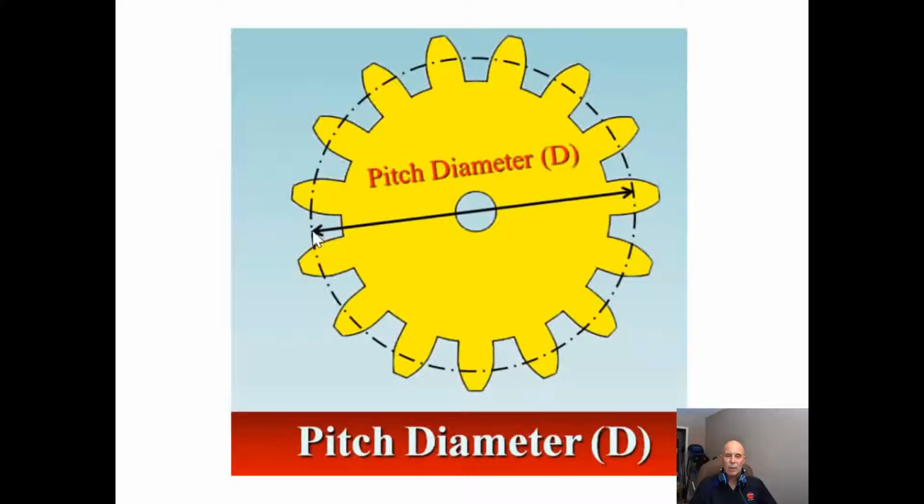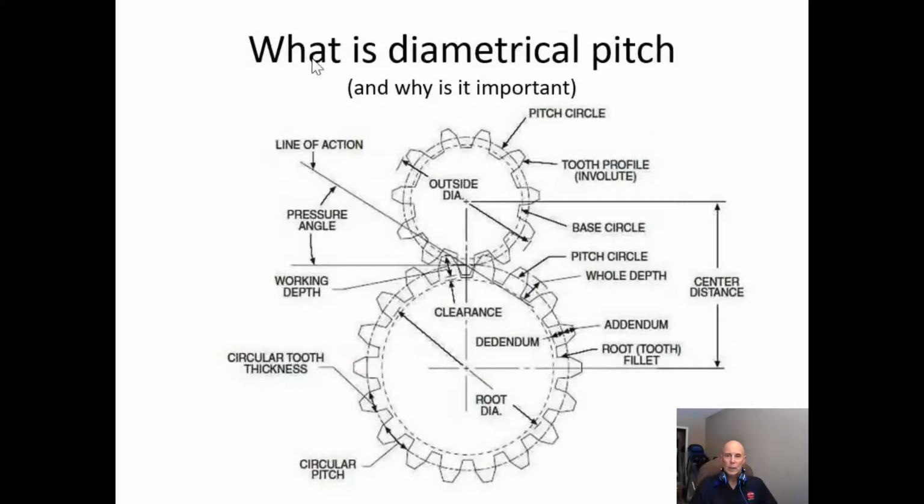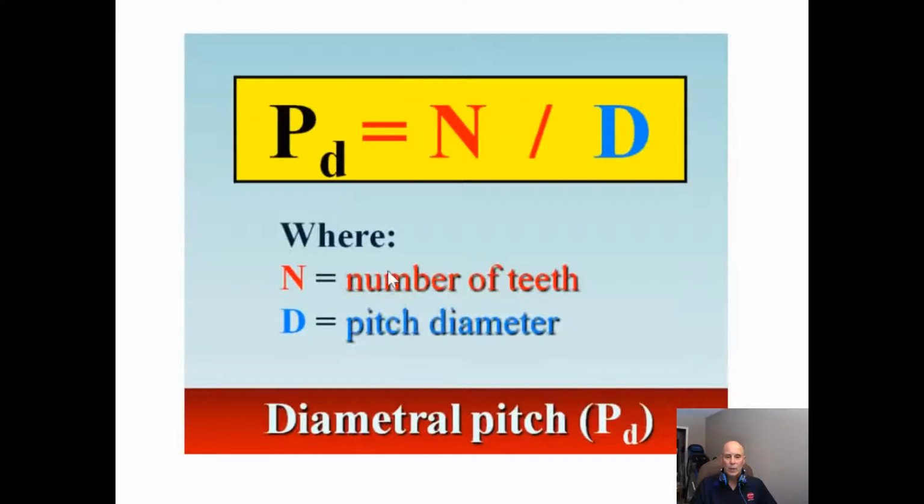Now, the pitch diameter is from the pitch circle of one side to the pitch circle of the other side. And again, we've talked about diametrical pitch. So even though this gear has less teeth than this gear, the number of teeth around the pitch diameter or pitch circle is identical. Now, diametrical pitch, again, there's a formula for that. So it's the number of teeth divided by the pitch diameter.